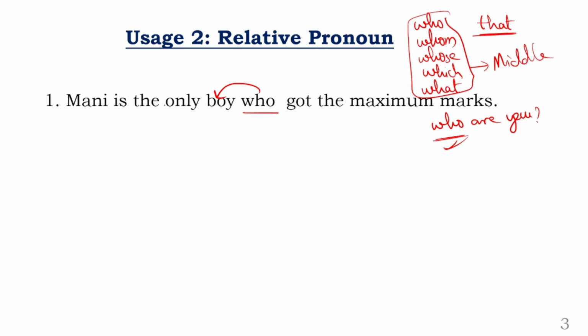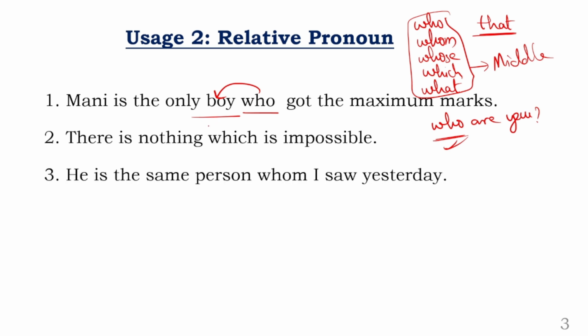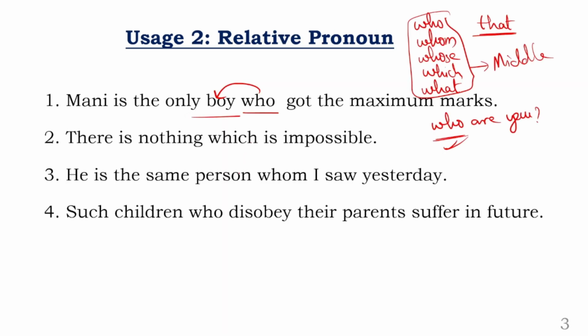And they don't question. For example, if you look at this sentence here, Money is the only boy who got the maximum marks. The word who is not questioning anybody. It is referring to the boy here. But the statement here is absolutely wrong. Why? Let us look at a couple more sentences. If you look at these combinations here, there are multiple relative pronouns. Here the relative pronoun is who. Here the relative pronoun is which. The relative pronoun here is whom. And the relative pronoun here is who. So whenever you read a sentence like this, let us say Money is the boy who got the maximum marks, the word who is referring to the boy.